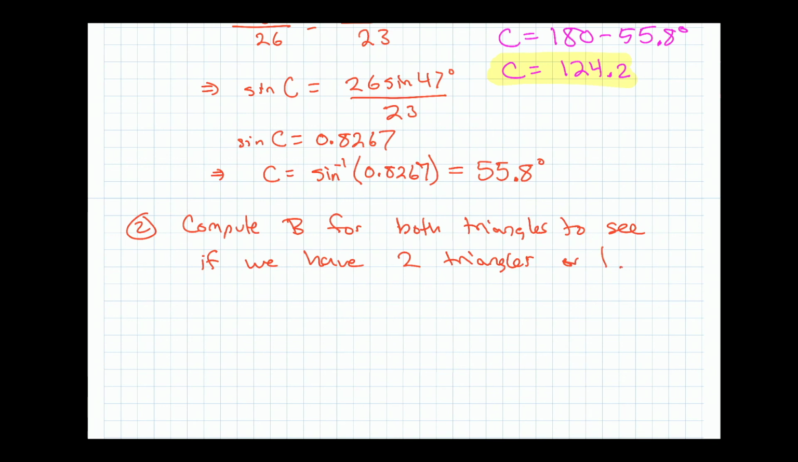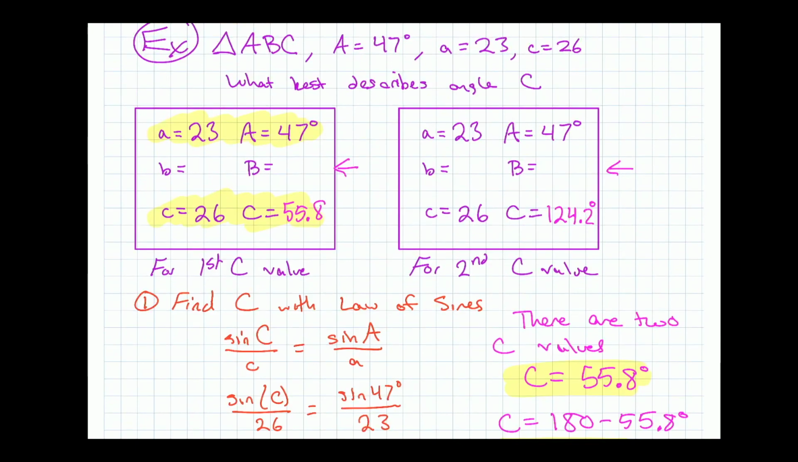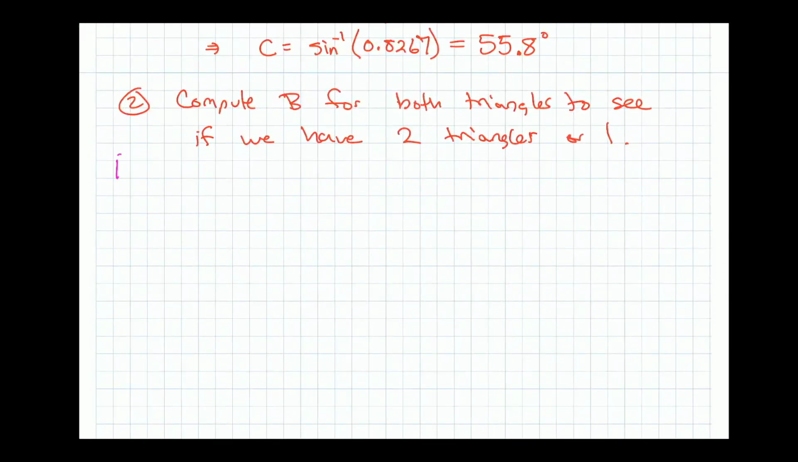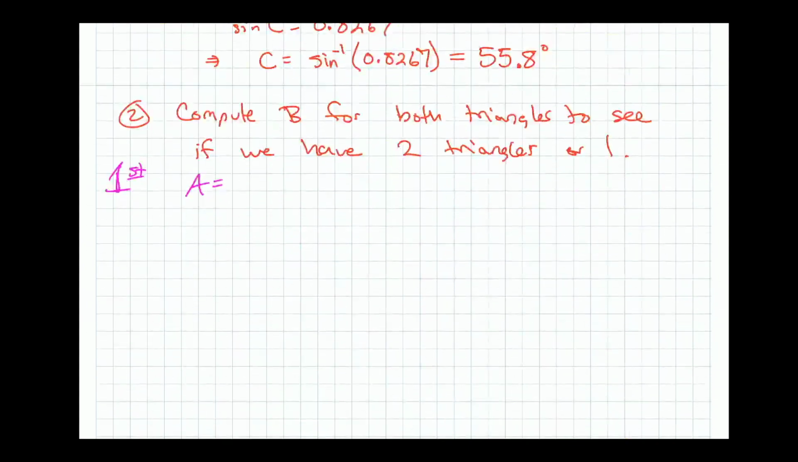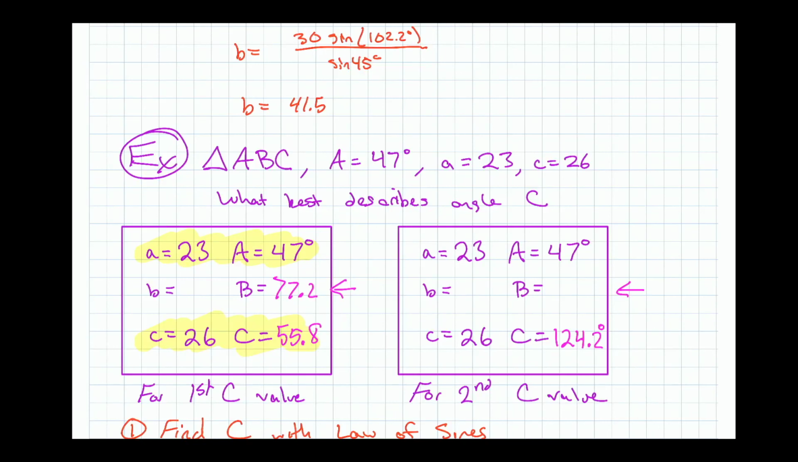Two triangles or one. So what do we have? We're doing this for each one. So on my first triangle, my angles are 47 and 55.8. Right? So if those are your angles, then the B is 180 minus 47 minus 55.8. So what's the B? Grab a calculator. 180 minus 47 minus 55.8, which is 77.2. All right, that's fine. So come up here, 77.2. That's fine.